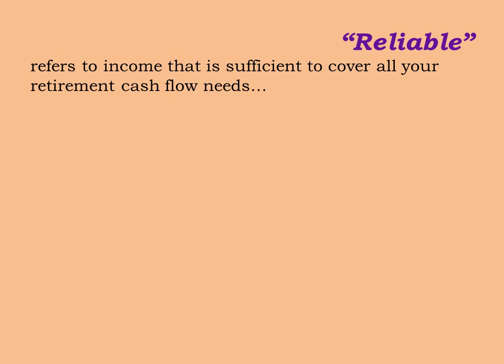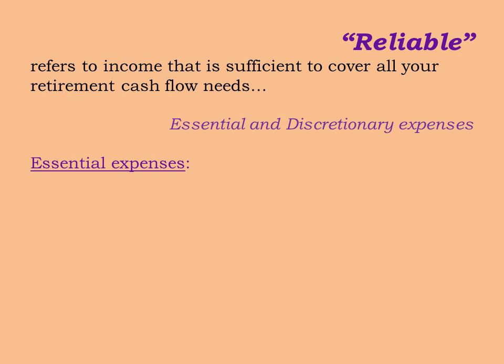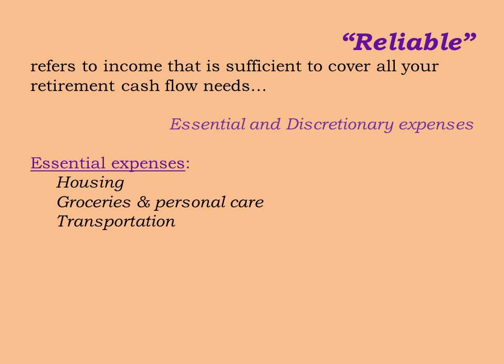Reliable refers to income that is sufficient to cover all your retirement cash flow needs. This is where we discuss the distinction between essential and discretionary expenses. Essential expenses include housing, groceries and personal care, transportation, and health care. Every morning you wake up in retirement, you will be spending money on all of these items. So it's critical that you have guaranteed streams of cash flow to cover your essential expenses.